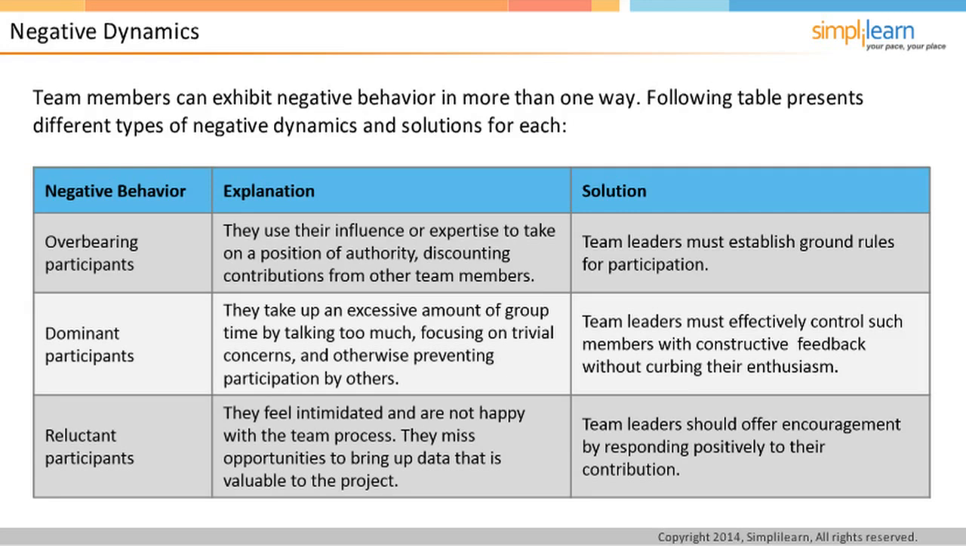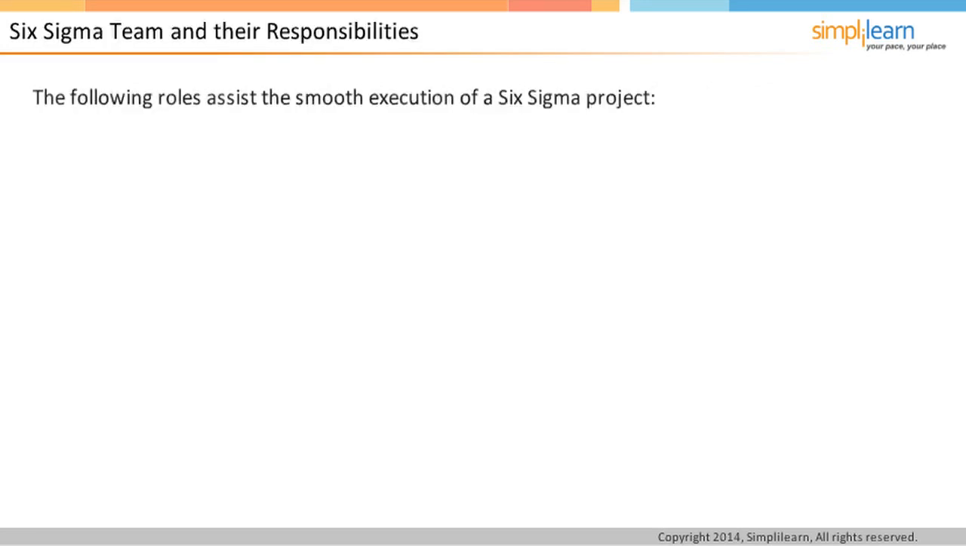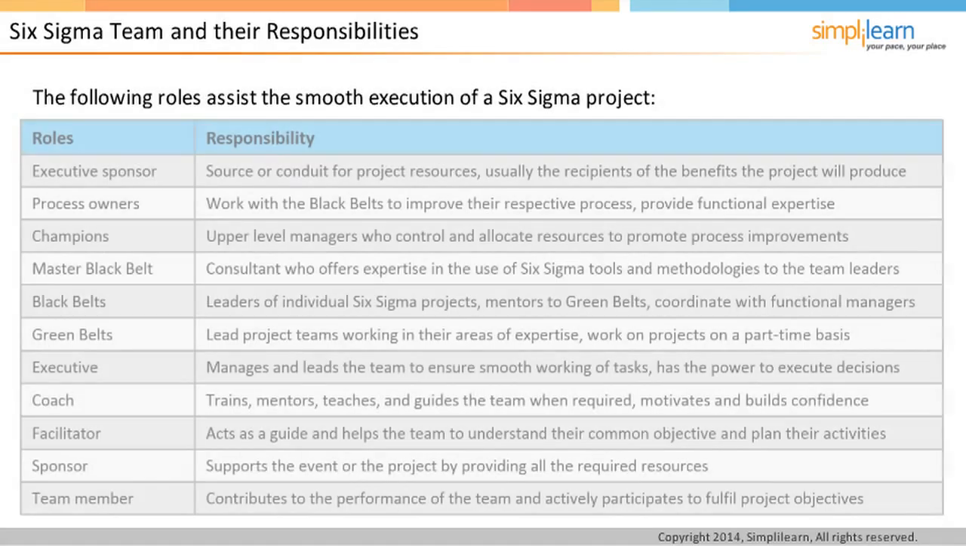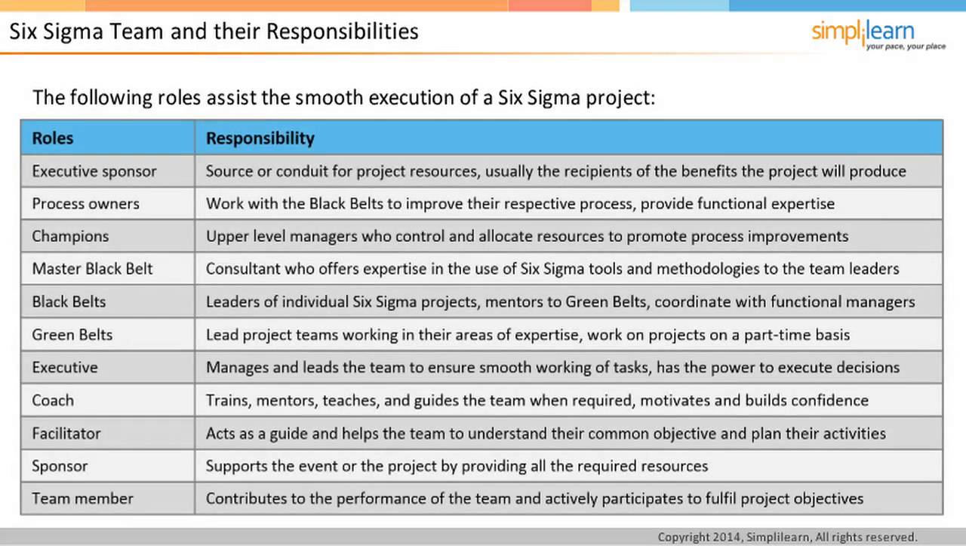Six Sigma team and their responsibilities are described here. Various roles assist the smooth execution of a Six Sigma project. These roles are required to support the project by providing the information and resources that are needed to execute the project. The first important member of the Six Sigma team is the executive sponsor. Sponsors are the source or conduit for project resources, and they are usually the recipients of the benefits the project will produce.